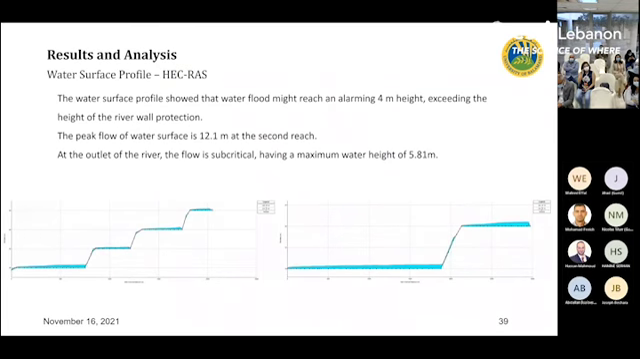You can see the water surface profile using HEC-RAS. It exceeded the alarming height of 4 meters for the river wall protection. The peak water surface we reached is around 12.1 meters. We're talking about the 100-year event, which is the most extreme rainfall that we can get. And at the outlet, the flow was subcritical, having a maximum water height of 5.81 meters.